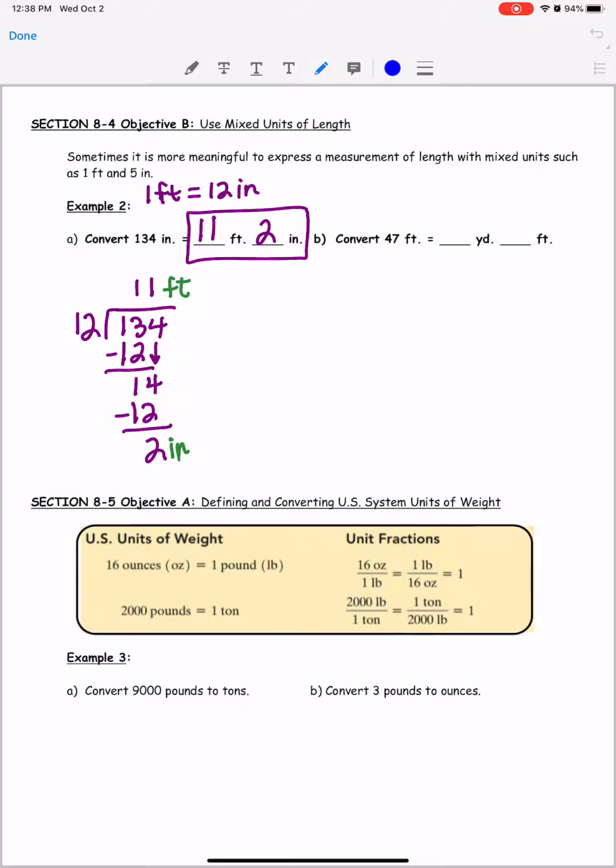Same thing on this one. Convert 47 feet to how many yards and how many feet. So use your conversion. And what was our conversion? Our conversion is that 1 yard equals 3 feet. Okay. So, divide.